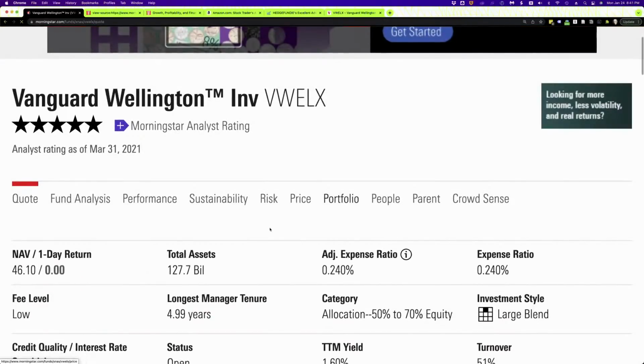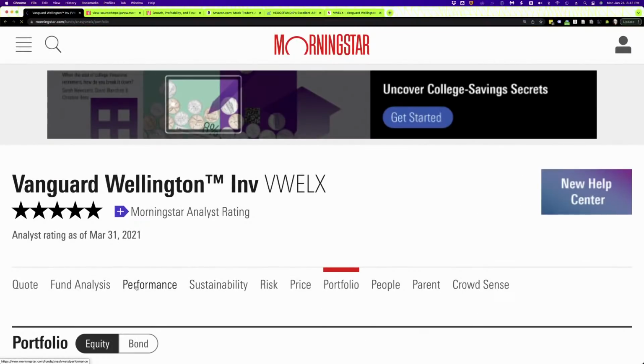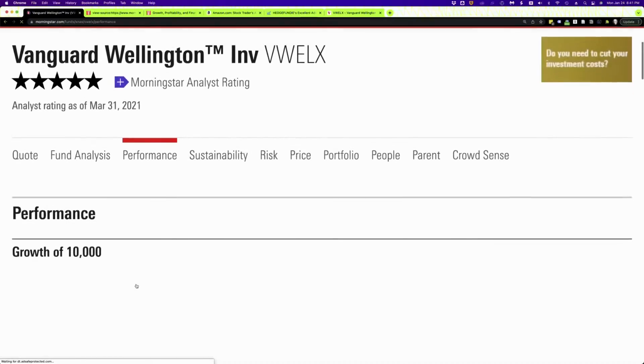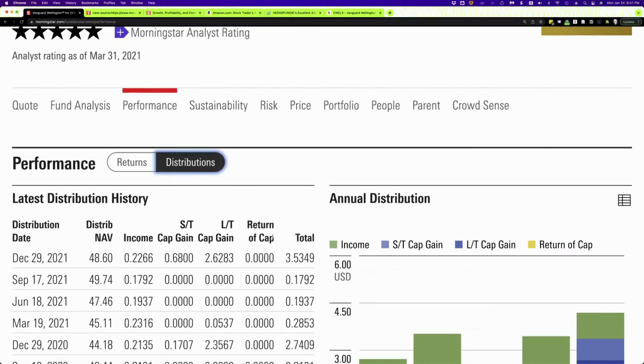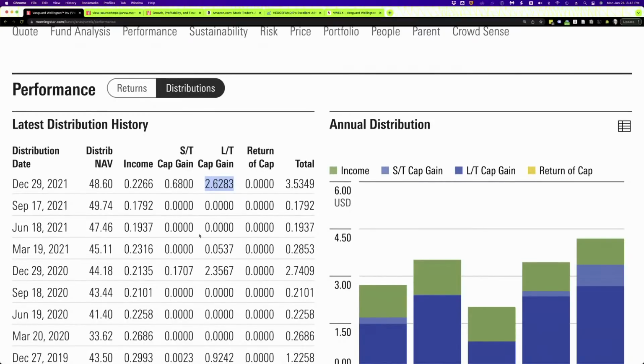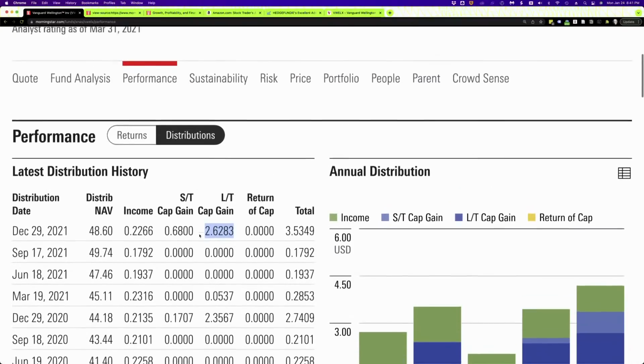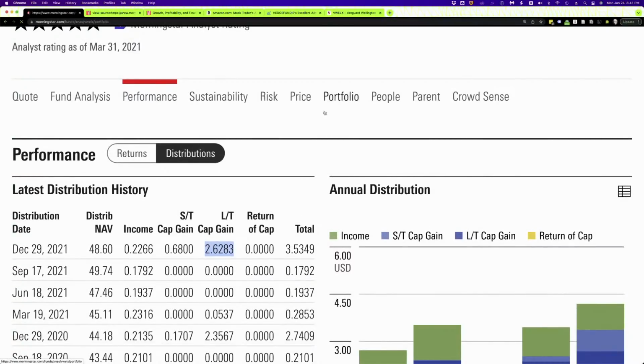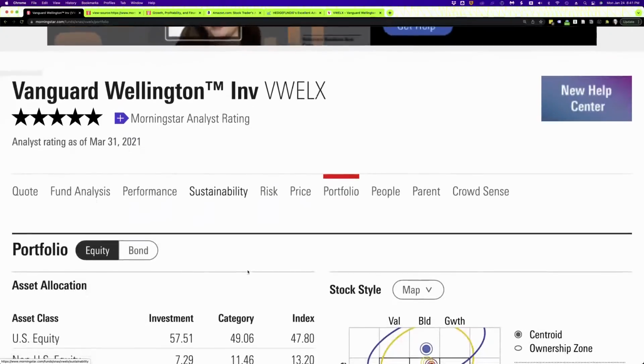We go to portfolio. Actually, we should just do this every time we look at a fund now. Let's go to distributions. So look, it distributes some capital gains. Not a problem in an IRA, right? But you want to think about that before you put it in a taxable account. And that would be true anyway, because it's got a lot of bonds potentially, right? But anyway, go to portfolio.